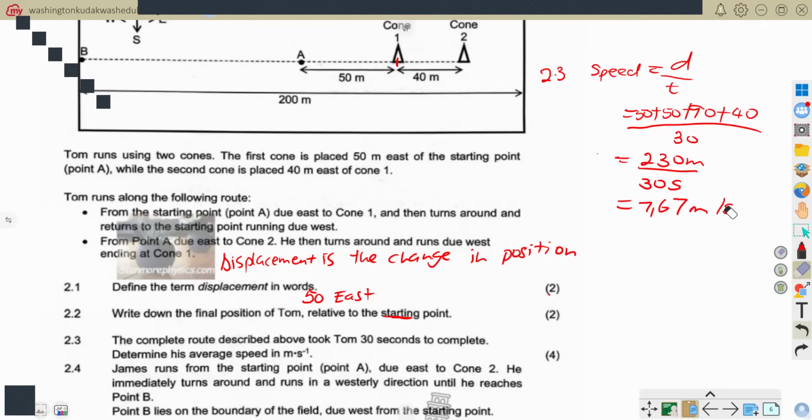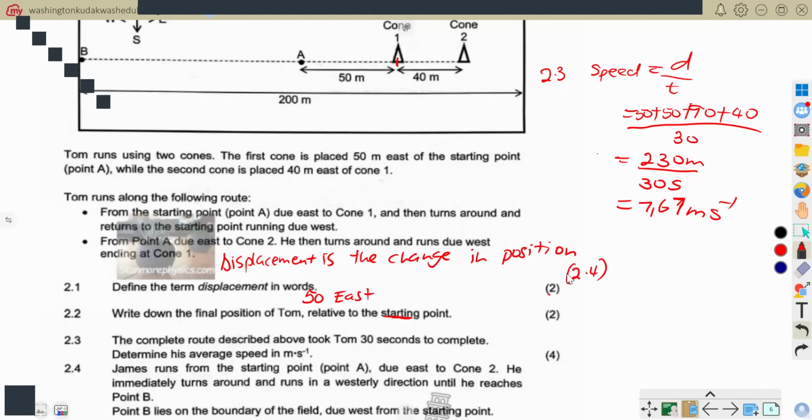Some are used to this notation when you are representing your speed, which is just meters per second. It's just the same thing. So that was your speed there. Now let's look at 2.4.